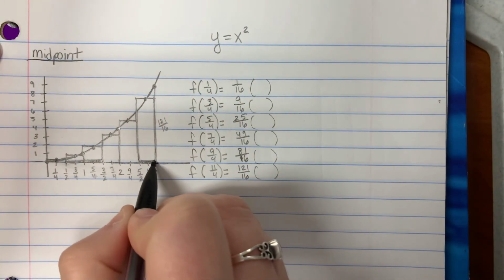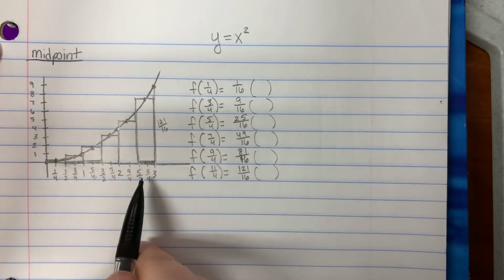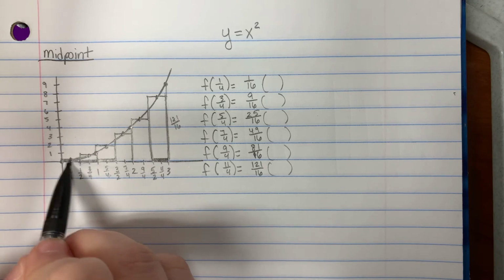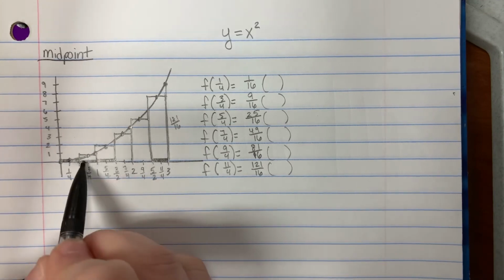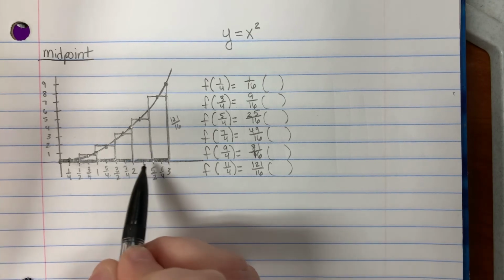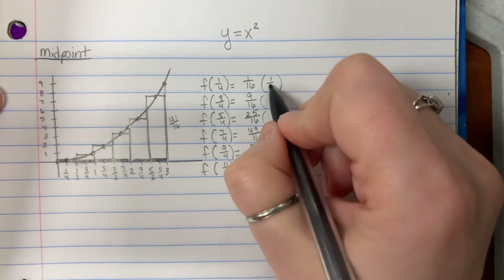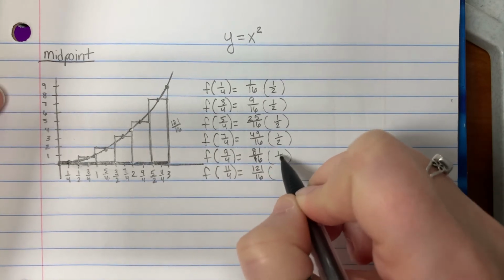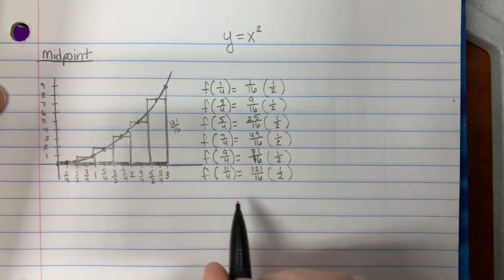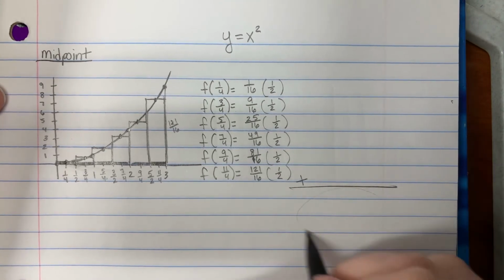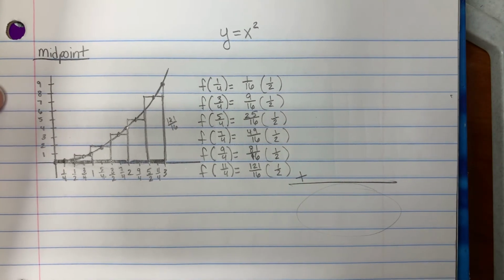But my base, I've got to figure out what that is. Well, regardless of where you were at, let's see this one over here. It was 1/2, just like on all those other rectangles. The width there didn't change. It's still 1/2. So to find the areas, I'm going to multiply all of these by 1/2. And then I'm going to add all of those up, and that total is going to be my area.